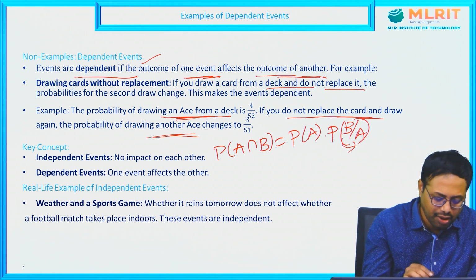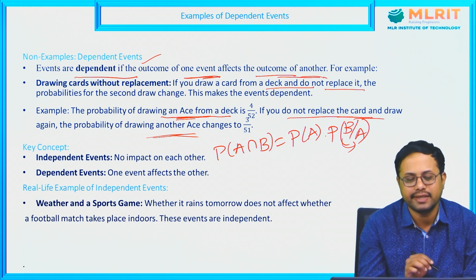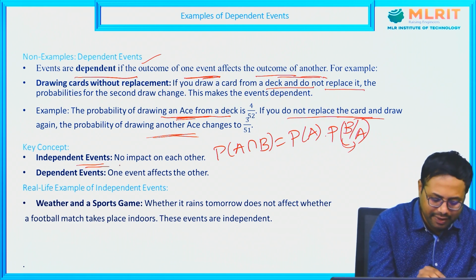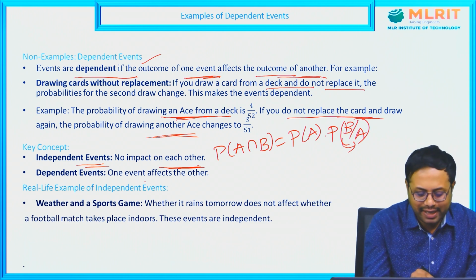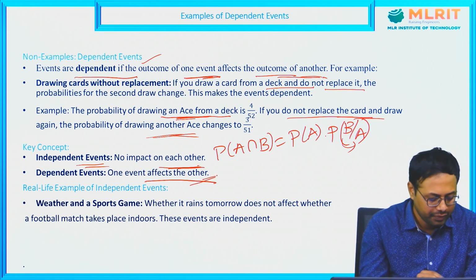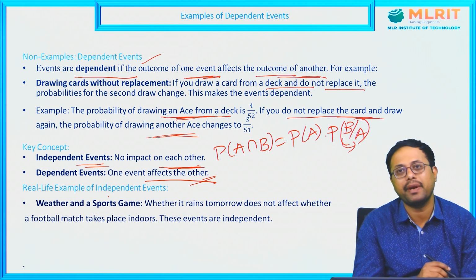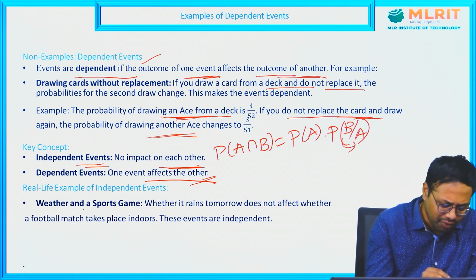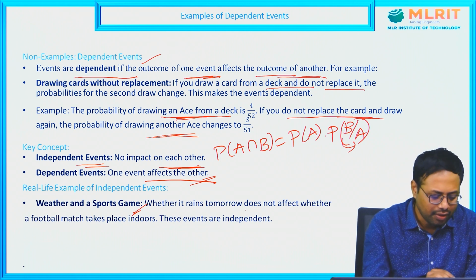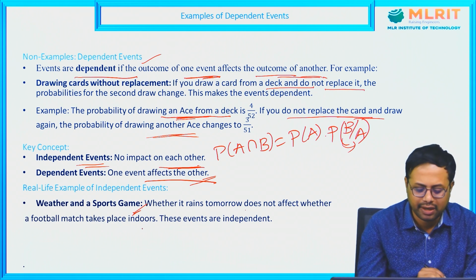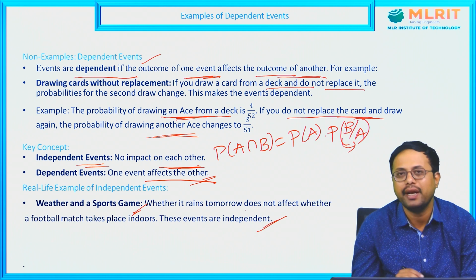Next, key concept: from these two examples we conclude that independent events have no impact on each other, while in dependent events one event affects the other. Next, a real time example of independent events: you can take the weather and a sports game. Whether it rains tomorrow does not affect a football match taking place indoors. These two are independent of each other.